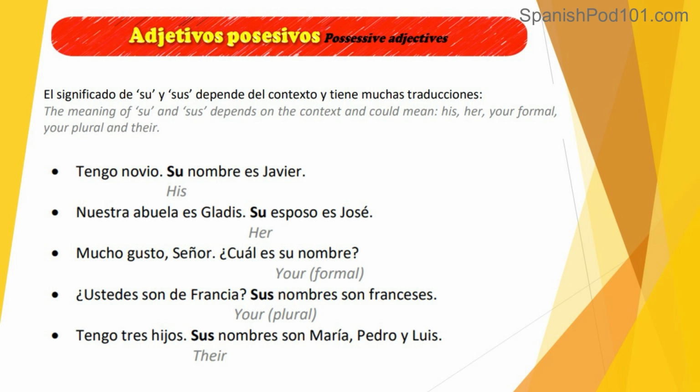Again, when we say "tengo tres hijos," and then we are naming these children, yes, I have 3 kids, and now I'm talking about their names, we're talking about their. So "sus" in this case means "their." Their names are María, Pedro, and Luis.